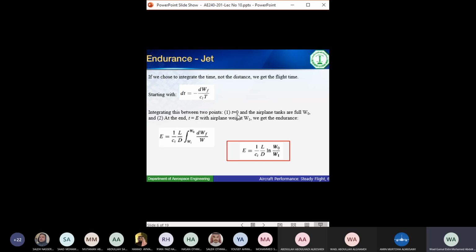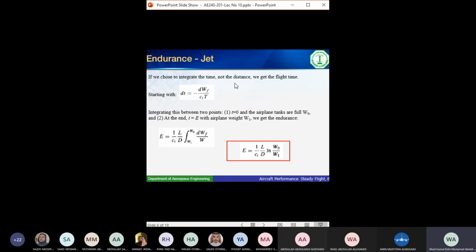Initial point when t is 0, the weight was the full weight of the aircraft with the fuel, and when the time is equal to the endurance, that's the flight time, the weight is the final weight, which is the initial minus the fuel. If I integrate just like we did in the range, I will get this expression for the endurance. It has the weight ratio, same thing. It has L over D, same thing. It does not have velocity in here because we're using time, not the distance, so the velocity will disappear and it will have the CT.